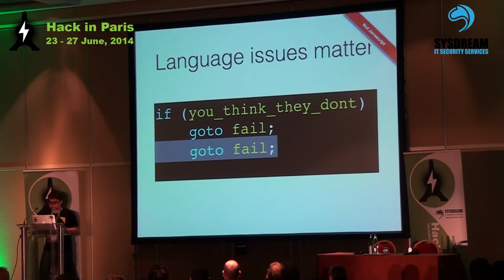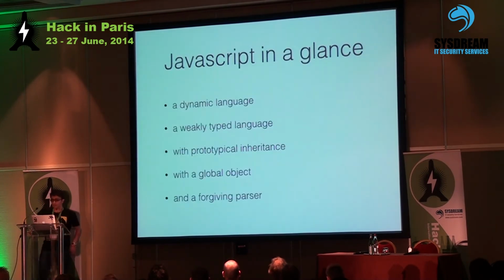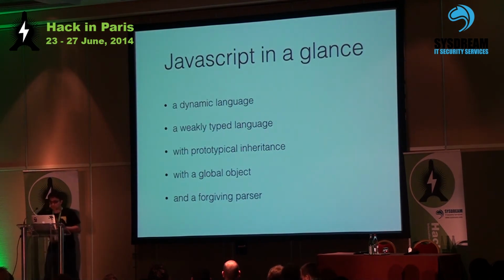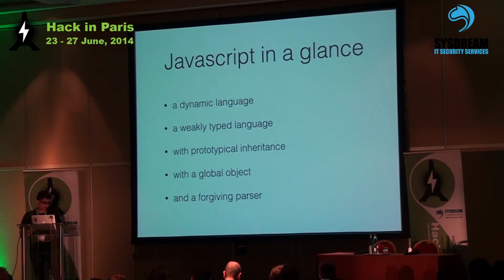So let's take a look at the language itself. JavaScript is a dynamic language, obviously. It's a language which is weakly typed. It has a pretty weird model of inheritance called prototypal inheritance. It is a language with an implicit global object, which is interesting in its own right, and the parser is pretty forgiving. So the language itself can be pretty tricky.